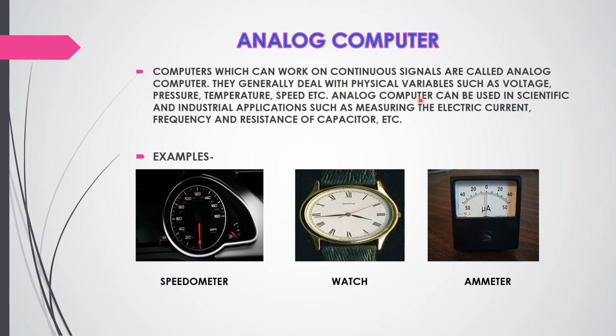Analog computers can be used in scientific and industrial applications such as measuring the electric current, frequency, and resistance of a capacitor, etc. Some examples of analog computers are the speedometer, which you can see in your bike, car, or watch, and the ammeter, etc.